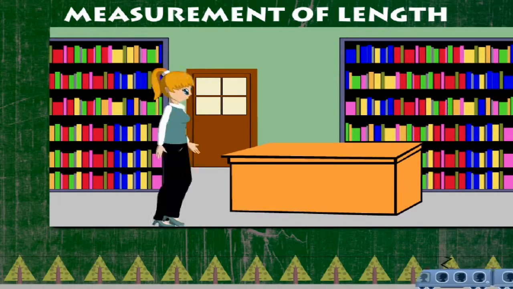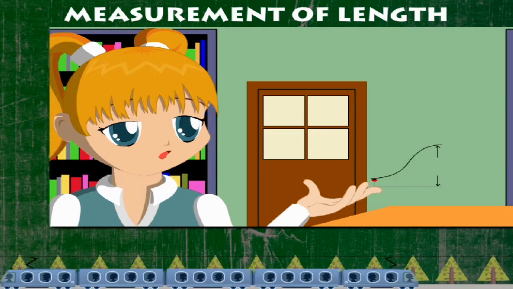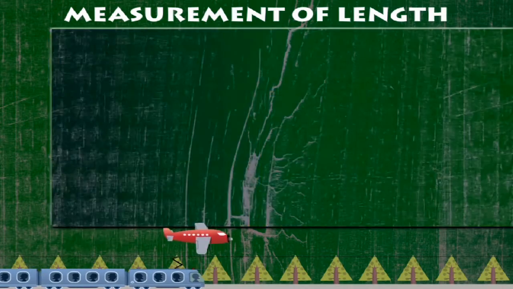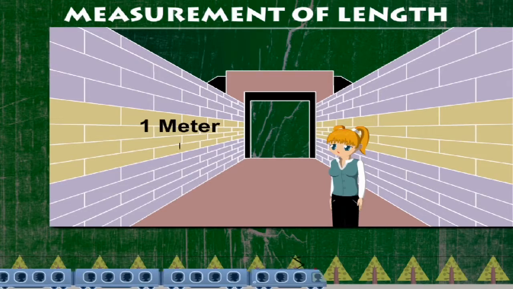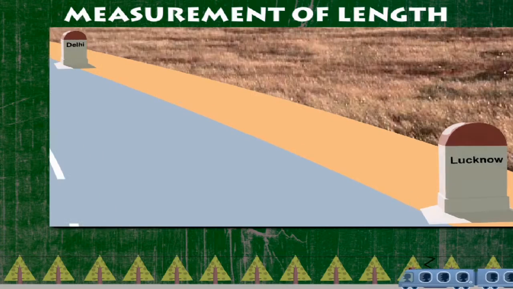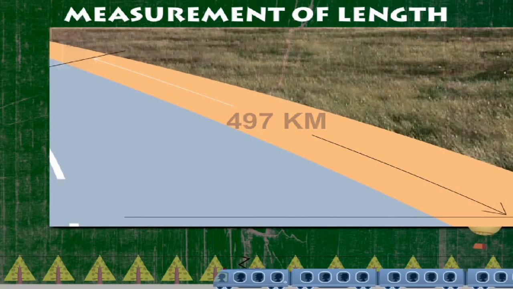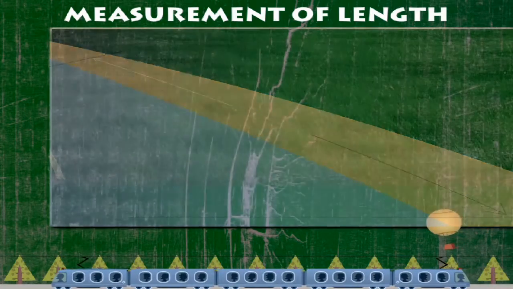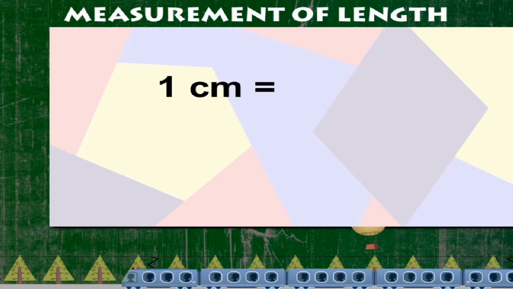Teacher Nancy is in the library. A pin pricks her finger. The pin is 1 centimeter in length. As Nancy ma'am walks through the corridor, the wall is 1 meter high. The road between Delhi and Lucknow is 497 kilometers long. Length is measured in centimeters, meters and kilometers.